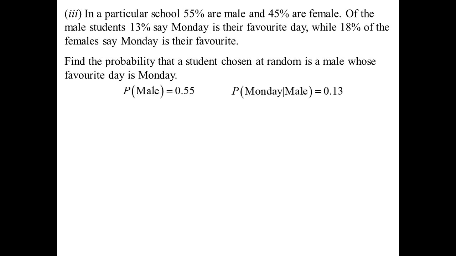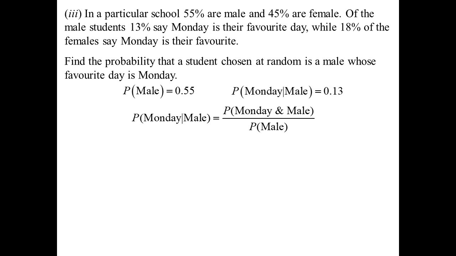I know that the probability of male is 0.55, it's 55% males. I know that the probability that they like Monday, given that they're male, is 0.13, because 13% said Monday is their favourite. So it was known that they were male, that was the known event, and we ask, what's the probability that they like Monday? 0.13. I can use this formula, but rearrange it.